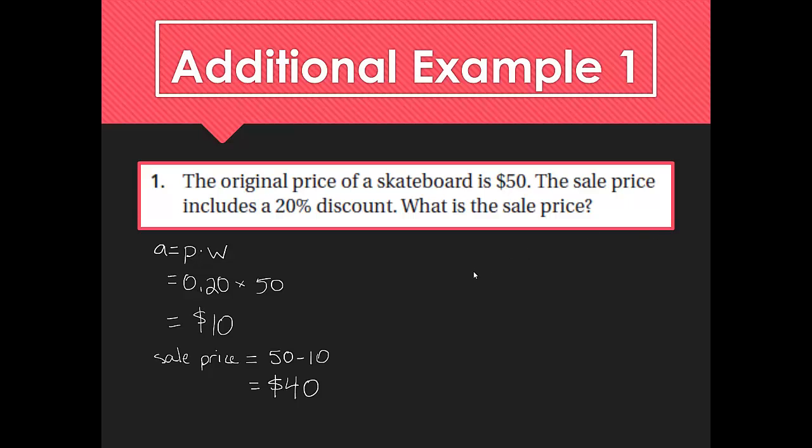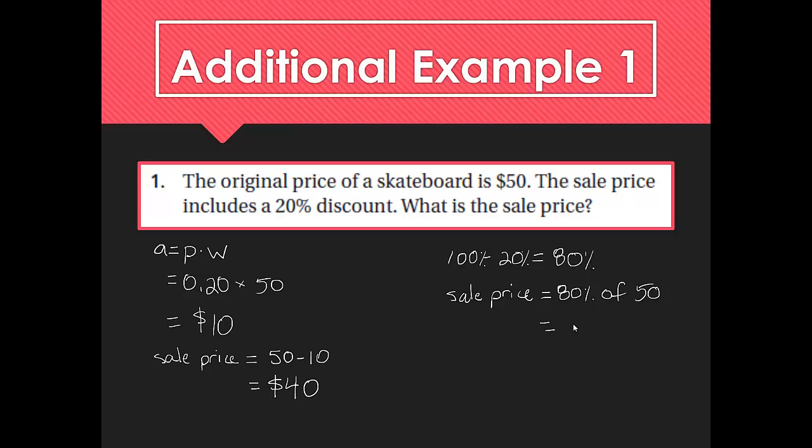We now want to look at our second method. For our second method, we're going to take 100% minus our discount, which was 20%, and we'll find that we're going to be paying 80% of the price. This was 100% and this was 20%. So we'll find 80% of our price now. So our sale price is equal to 80% of $50.